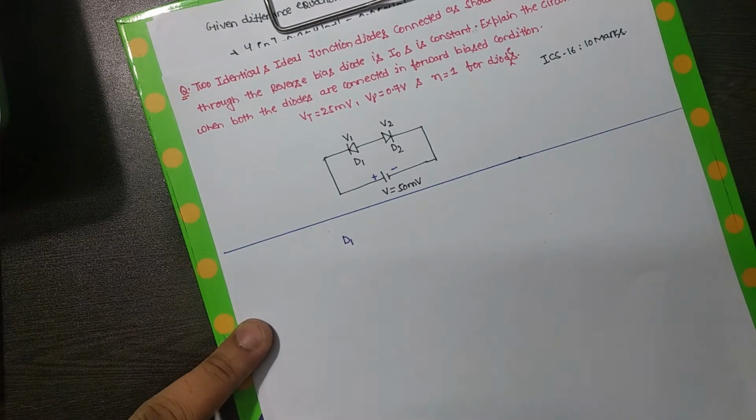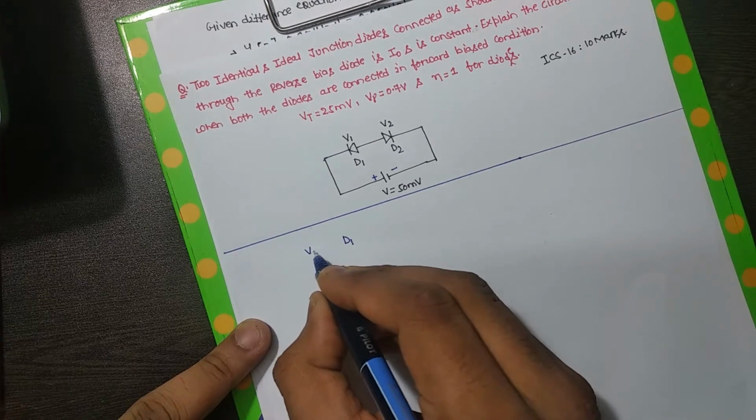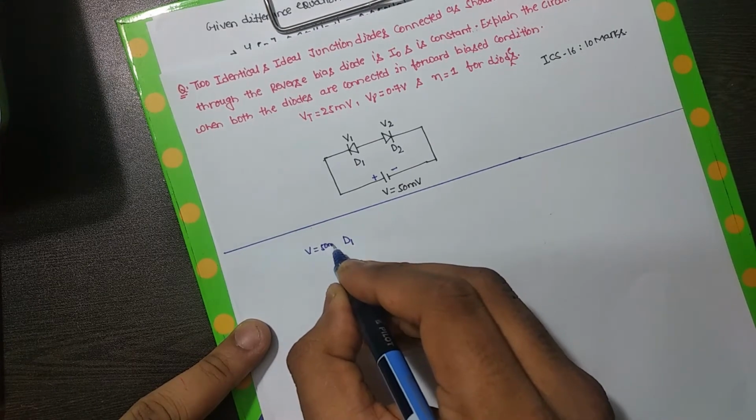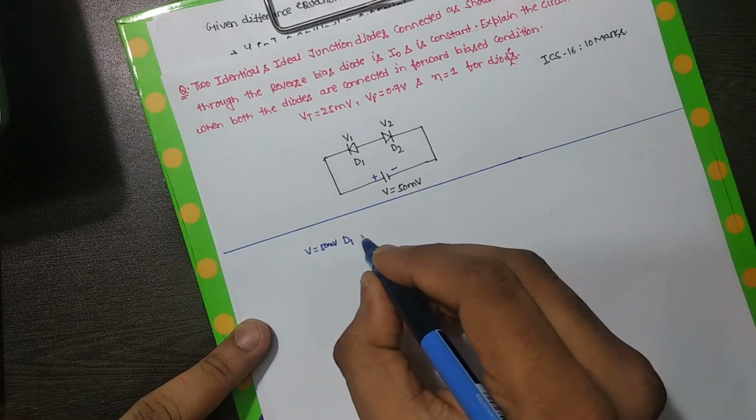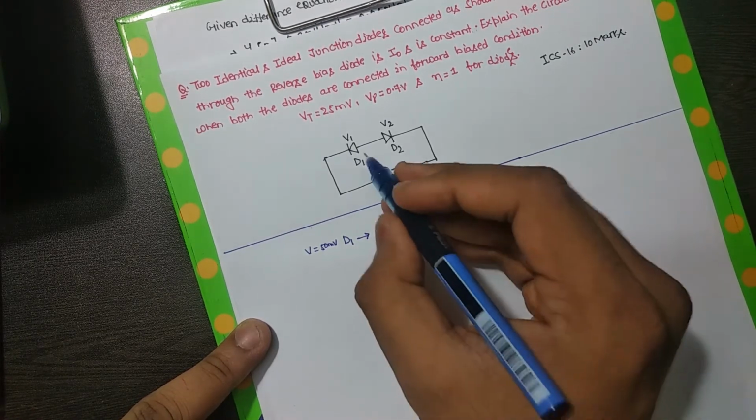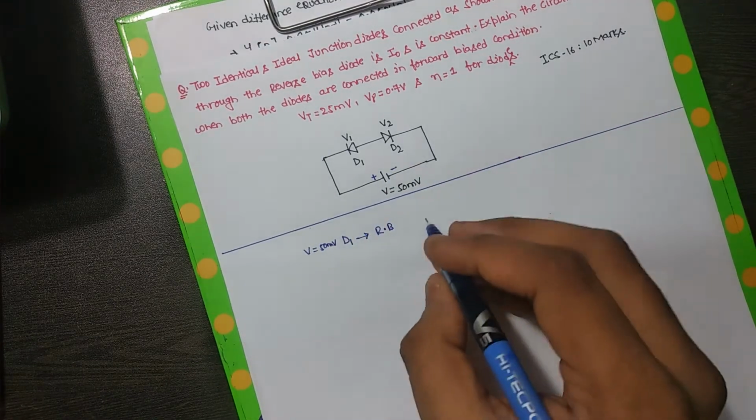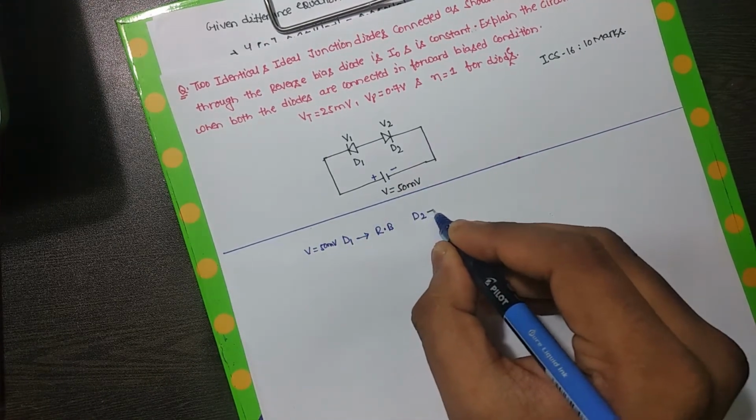Okay, so the applied voltage is V. So for the applied voltage V equals 50 millivolt, D1 will be reverse bias, ये डायोड जो होगा वो रिवर्स बायस में होगा, and D2 will be in forward bias.